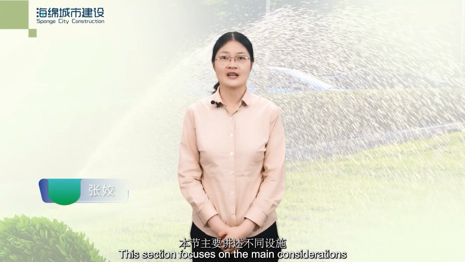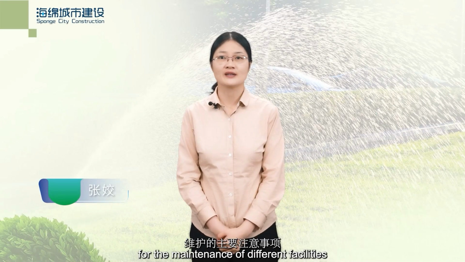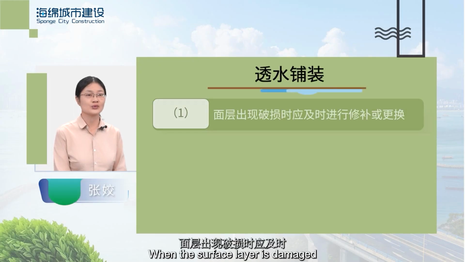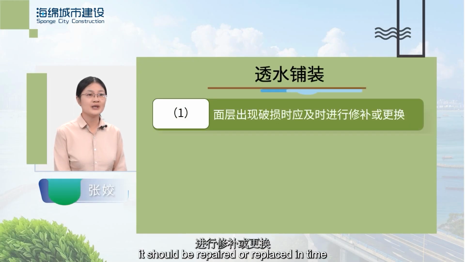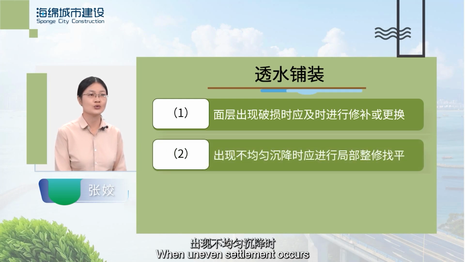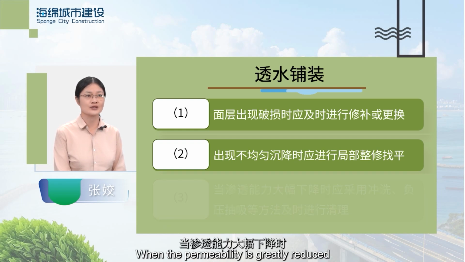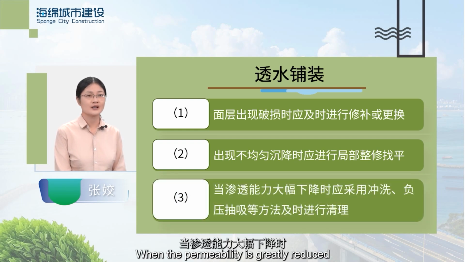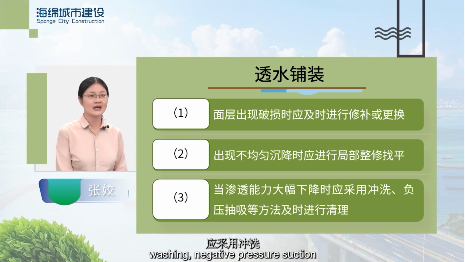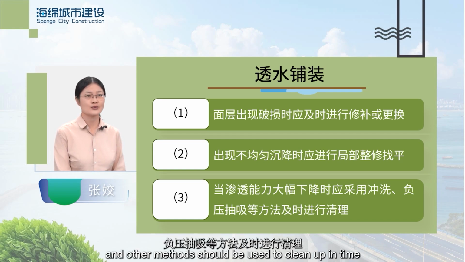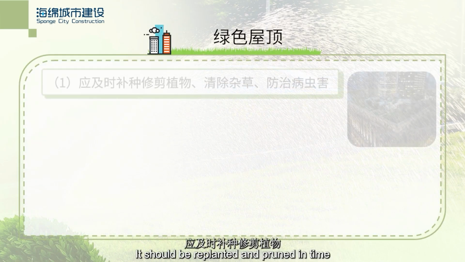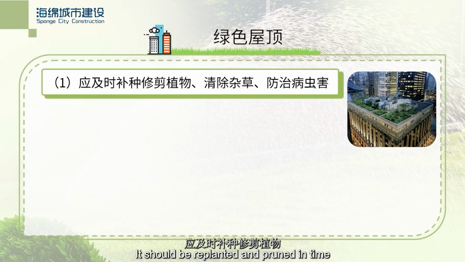This section focuses on the main considerations for the maintenance of different facilities. Permeable pavement. When the surface layer is damaged, it should be repaired or replaced in time. When uneven settlement occurs, local repair and leveling should be carried out. When the permeability is greatly reduced, washing, negative pressure suction, and other methods should be used to clean up in time.